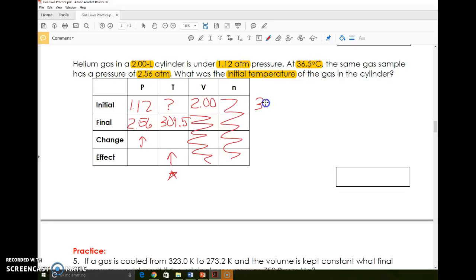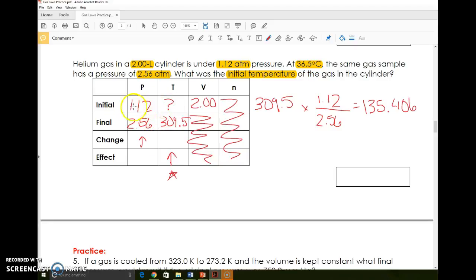We're going to start with the 309.5 degrees Kelvin. Again, multiplying it by a proportion. Even though normally we would see temperature increase, we need the initial temperature, so we're going to set it up for a smaller result, meaning that the pressure should be 1.12 on the top and 2.56 on the bottom. When I perform this calculation, the result is 135.406. Before I round, I want to make sure that my answer makes sense.